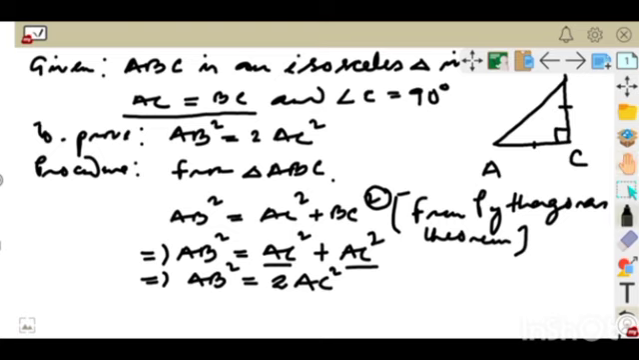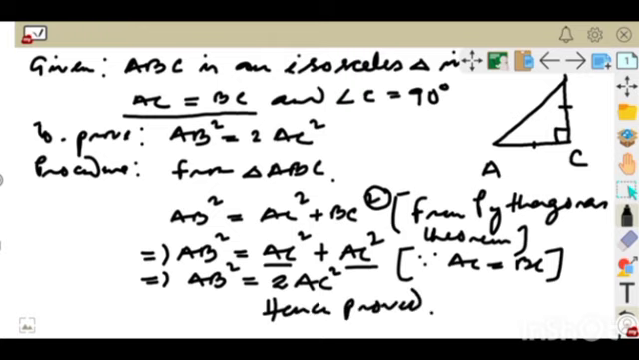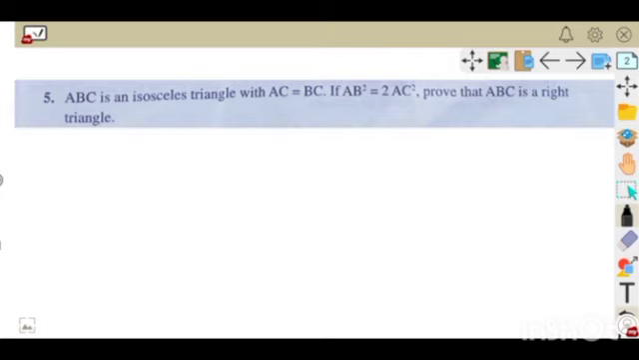And beside this, let me write, since AC equal to BC, then we have to write this one, and I'll write here hence proved.